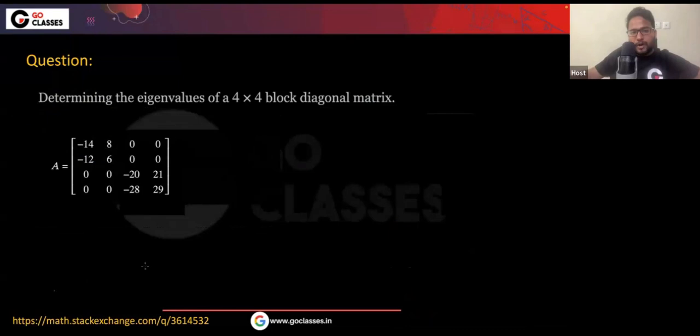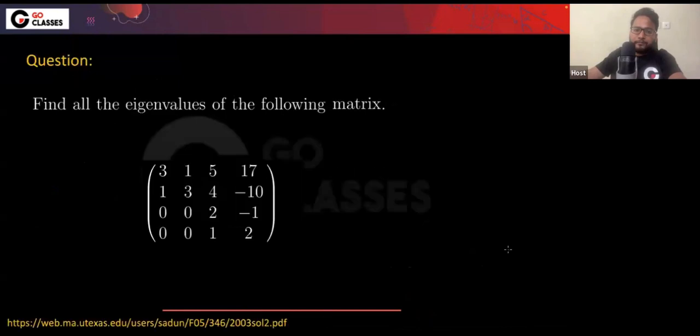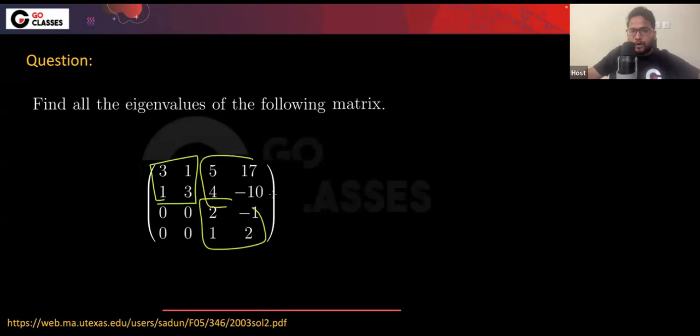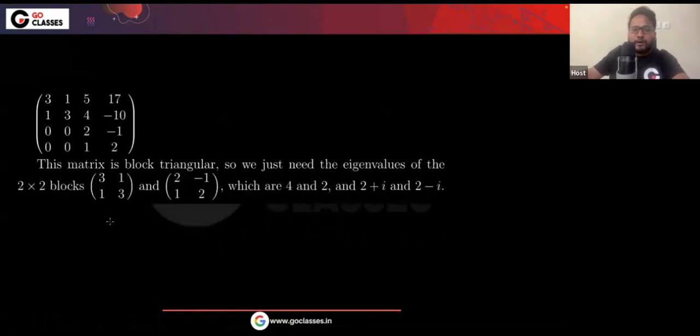So what is the answer? Yes, that's easy. How? It is the eigenvalues of this and eigenvalues of this, because it is block diagonal. Okay. So it is like this, then it is the eigenvalue of B and eigenvalue of C. Okay. Find out the eigenvalues of this. Can you do this? See here. Is it a block matrix? Yes, right? This is also a block matrix. So eigenvalues of this and eigenvalues of this, isn't it? So this is one block, this is another block, this is another block, and this is another block. Okay. So you can find out the eigenvalues of these two. This and this.